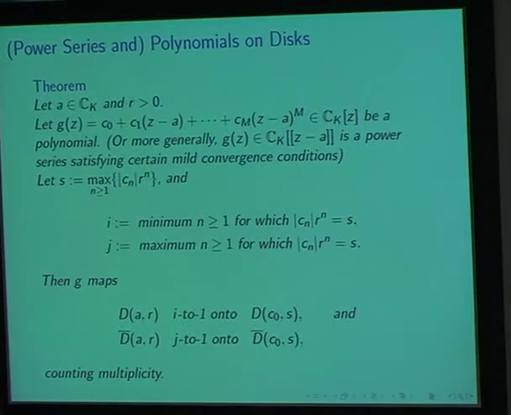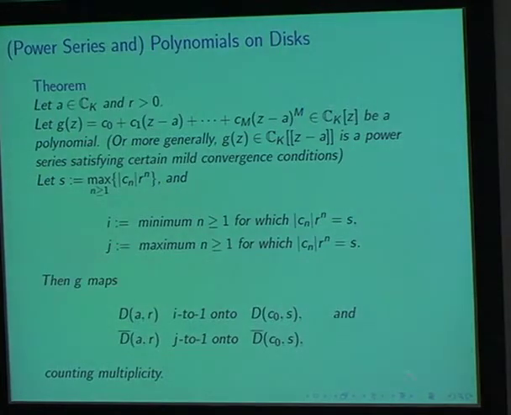And in fact, not only that, but the open disk maps I to 1. By the way, the image of the disk is certainly going to contain this constant term, C0, right? Because A maps to C0. So it's going to be a disk centered at C0, and its radius is going to be exactly this quantity S, right here. And it's going to map I to 1, so the open disk will map this number I to 1 onto the open disk, and the closed disk will map this number J to 1 onto that closed disk, counting multiplicity. Of course, there could be critical points in there which map with some multiplicity to their image.